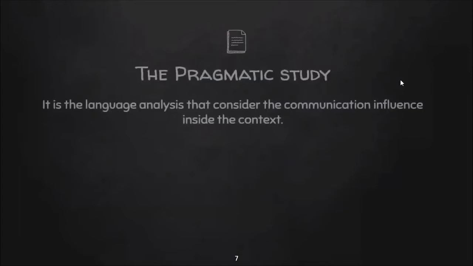Before we start this article and talk about this research, I am going to make a previous observation, and I'm going to talk about the pragmatic study. Well, what is the pragmatic study? It is the language analysis that considers the communication influence inside the context, which means that this goes beyond the syntax and beyond the semantics. The communication in this case is what matters. And the pragmatic concentrates in the process, specifically in what we comprehend in the implicit communication.